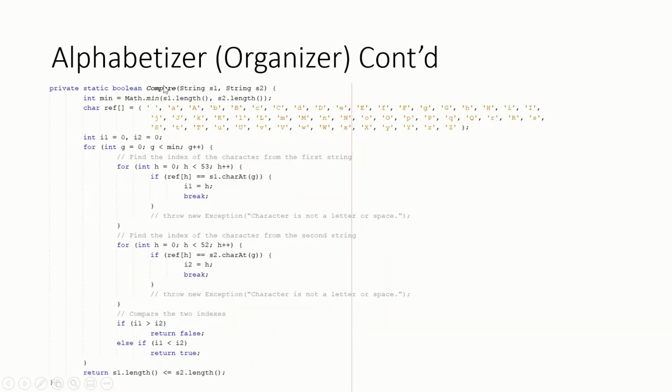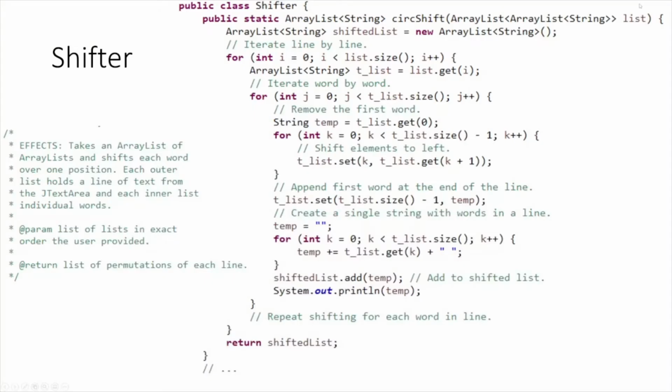which I talked about right down here. Alright, this is the shifter class and input class by Chad Marshall. The shifter class is in charge of circular shifting user input. Here, the circ shifter method removes the first word in a line, shifts all elements to the left, and adds the removed word to the end of the list for all lines in the text box.